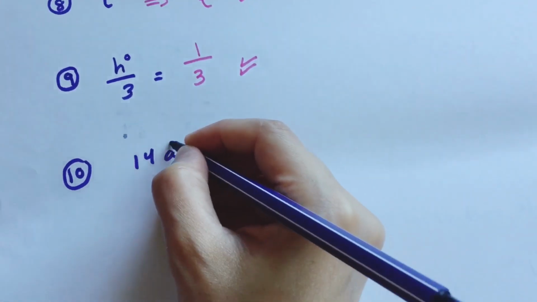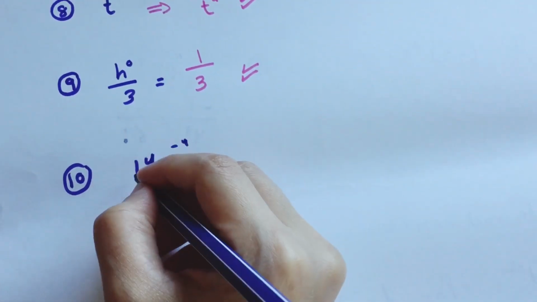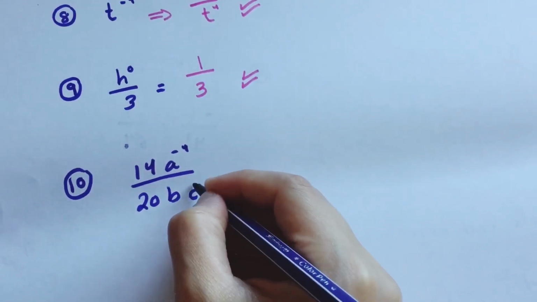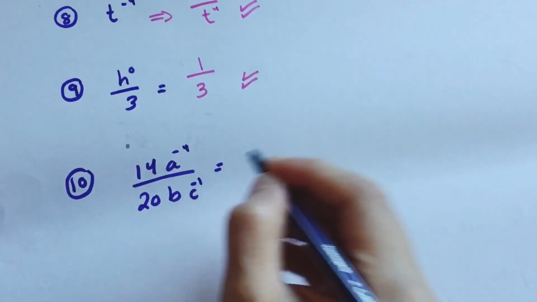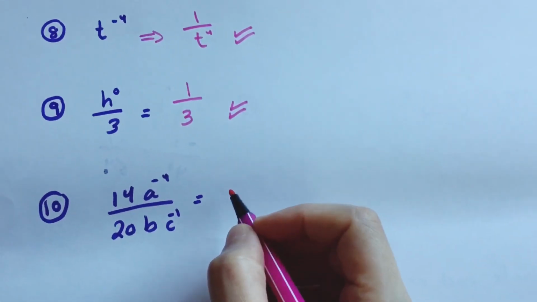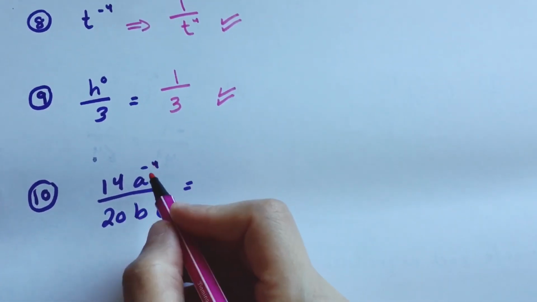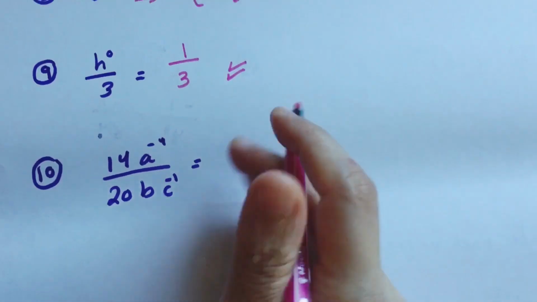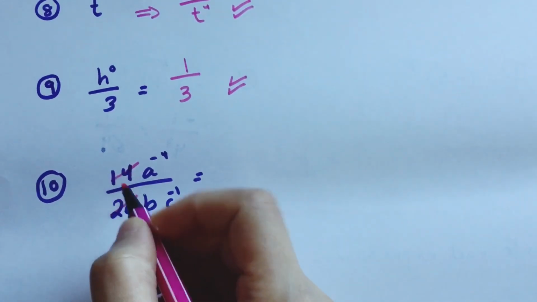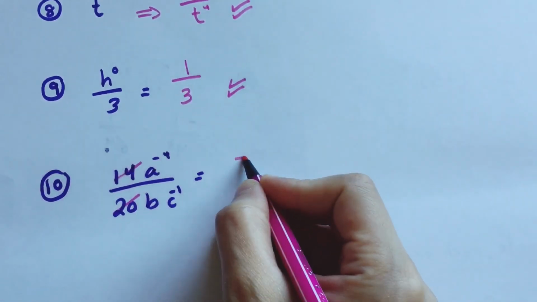Okay, number 10. 14 a to the power of negative 4 over 20 b c to the power of negative 1. Let's see how we are going to simplify this question. Okay, now first of all, I can simplify the numbers. Yeah, okay, so I will divide by 2. It will be 7 over 10.